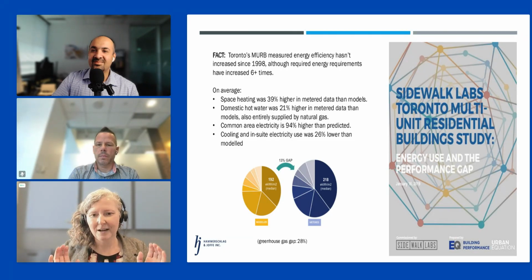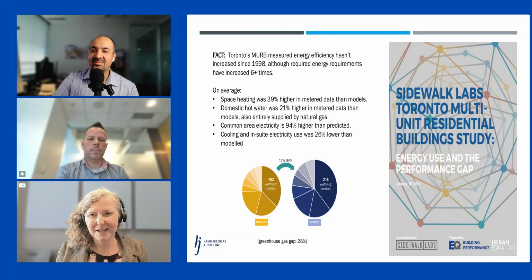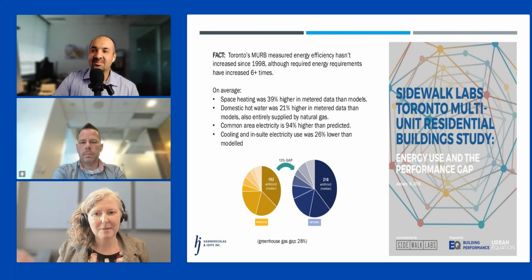So this is a result from EQ Building. We've actually got Samantha on the call, who I think helped contribute to this study. So if you have questions about it, you can ask in the chat. But they found that space heating, domestic water, and common area electricity were a lot higher than the energy model thought.